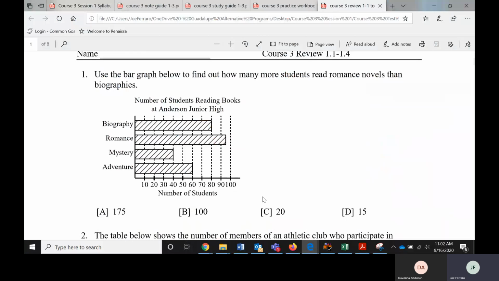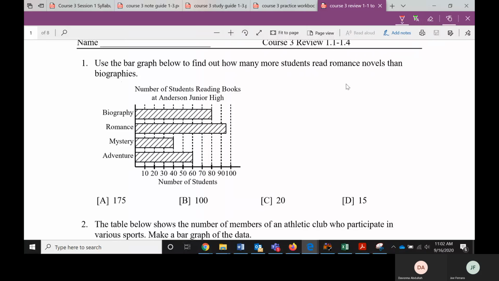So let's go to the review. The review goes in order from like 1.1 through 1.4. Your tests will be mixed up, but we'll have all the same types of questions as we have here.